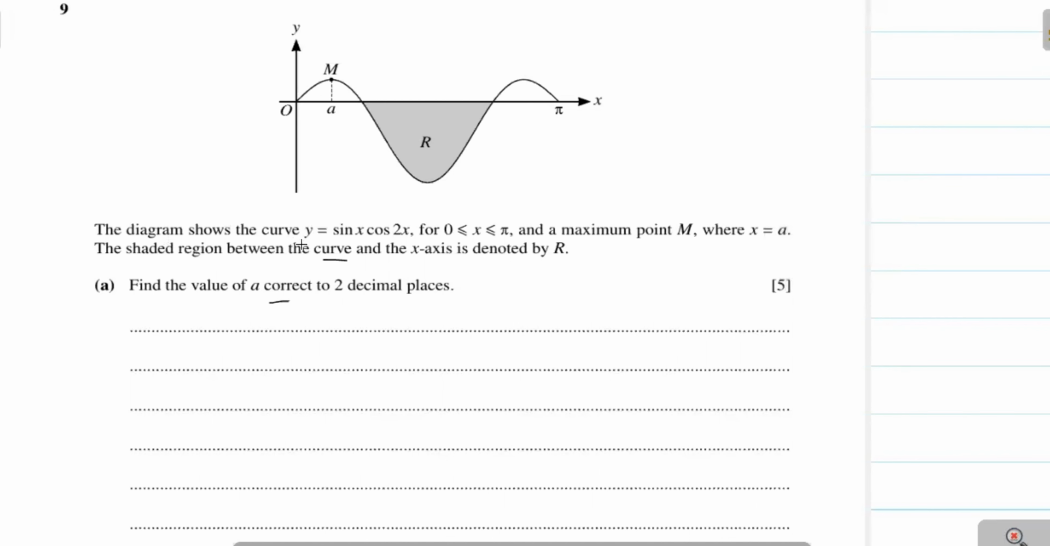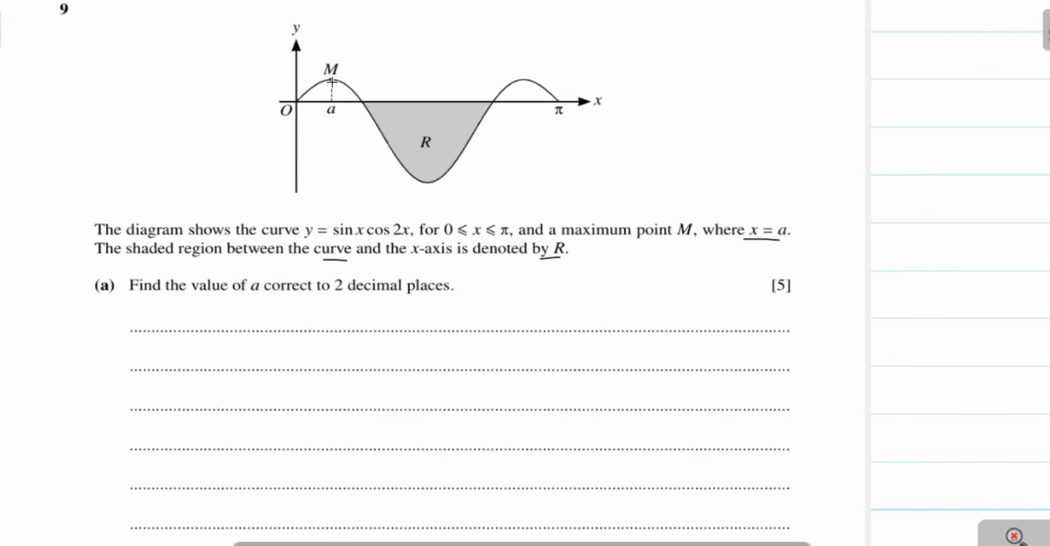Question 9, the diagram shows the curve y equal to sin x cos 2x, x is greater than 0, less than pi, and the maximum point M where x equal to a. The shaded region between the curve and x-axis is denoted by R. Find the value of a correct to 2 decimal places.